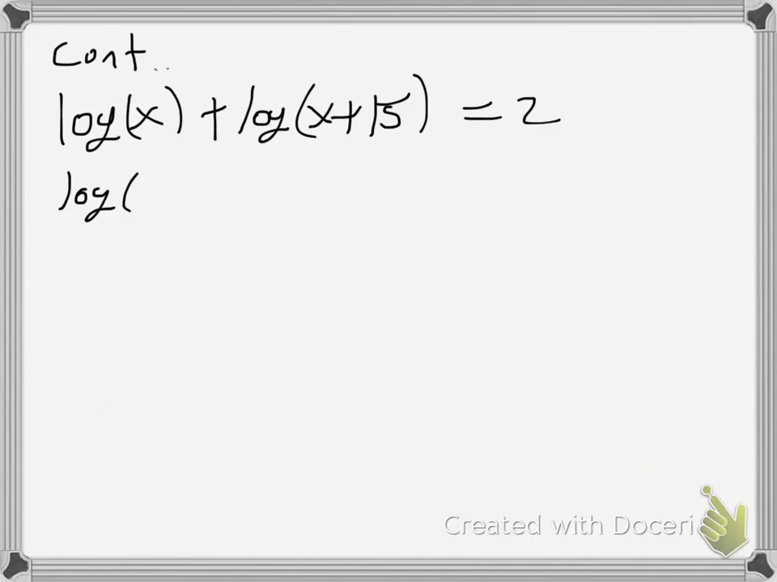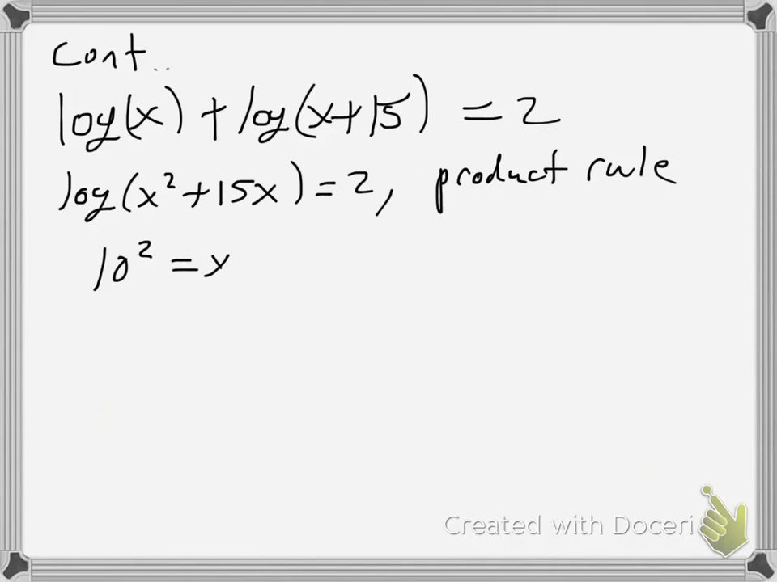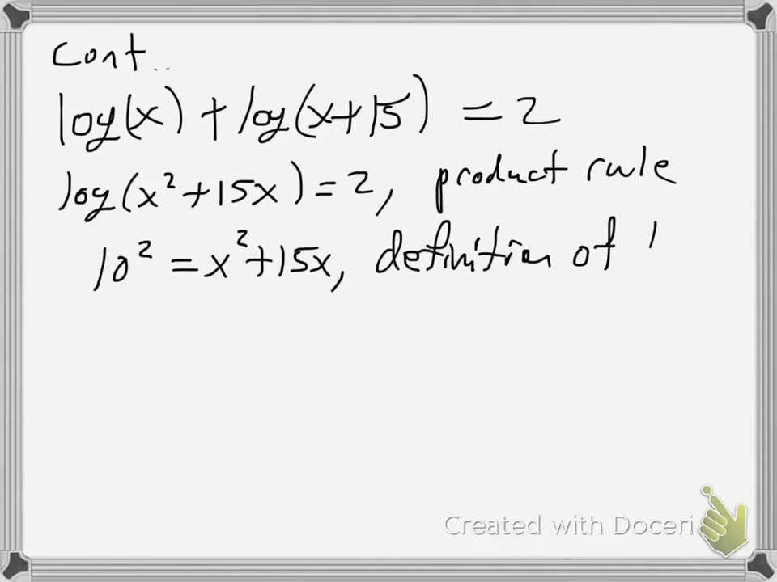So I'm going to use the product rule here and condense the log x and log x plus 15 to be log of x squared plus 15x equals 2. And I'm going to make a comment here that we used the product rule. And then we're going to use the definition of log. So the base on the log is understood to be 10, so it's 10 to the second power is equal to the argument inside the log. So we have 10 squared is equal to x squared plus 15x. And that is the definition of log.